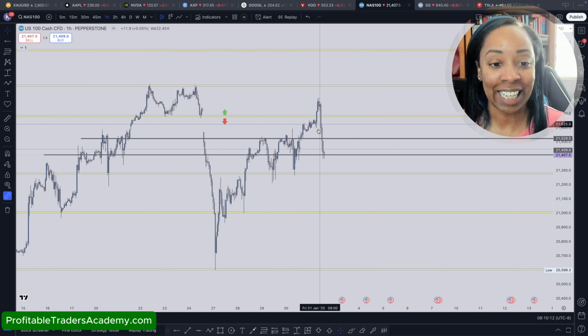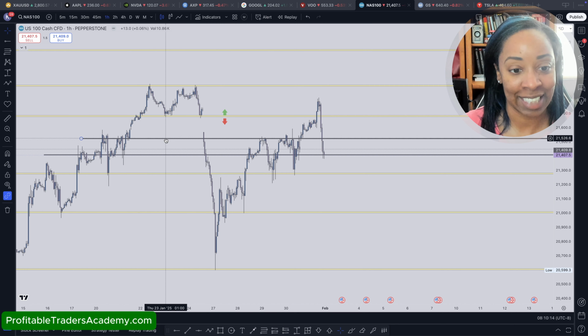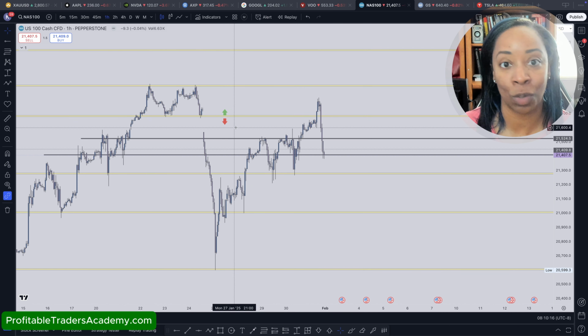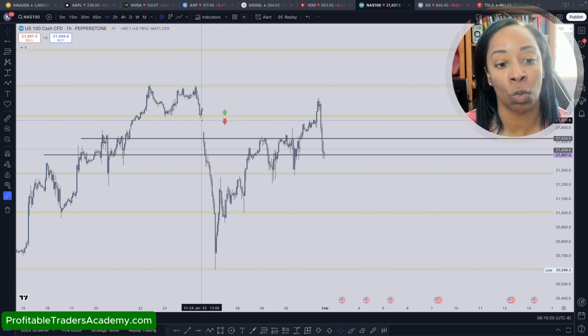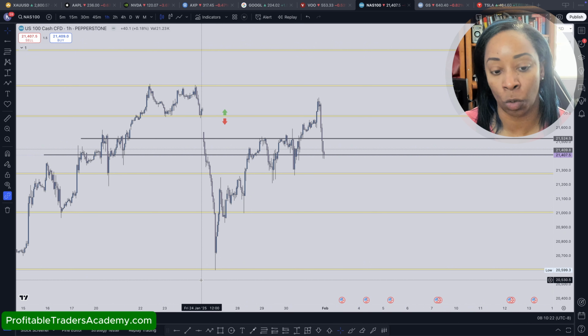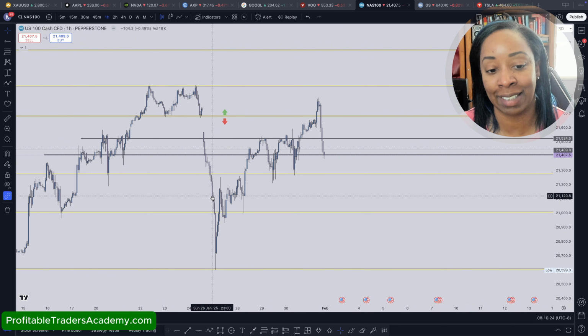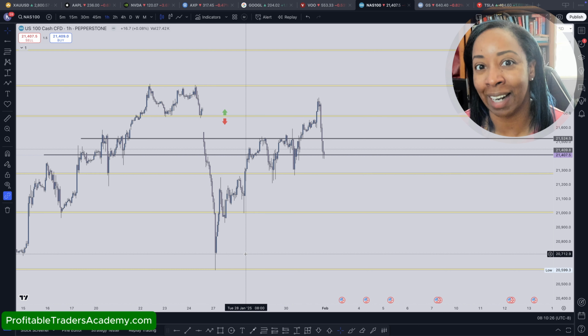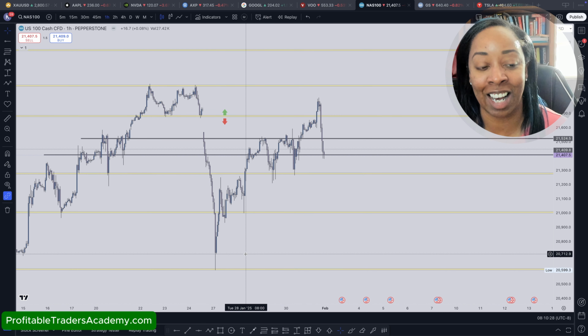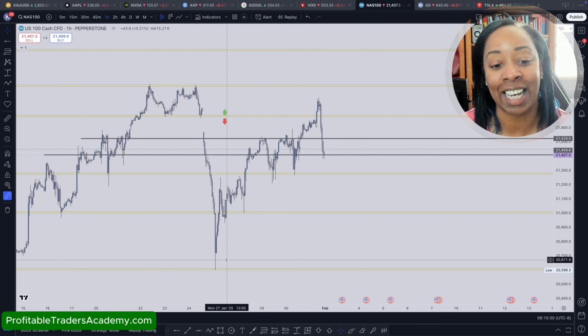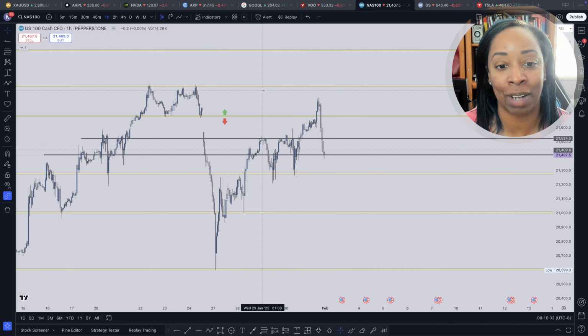So looking at this market, like I said, price sold off tremendously. So the initial idea was for sales mainly below this level. We see a gap and then price just sold off. So if you followed price down through these levels, you made a lot of money inside of the NAS100 market last week. And then price started to bounce up again.